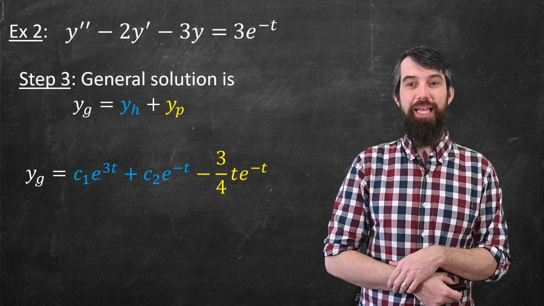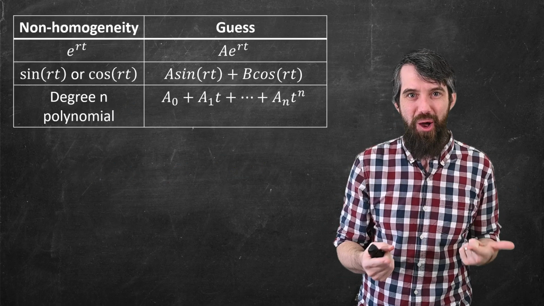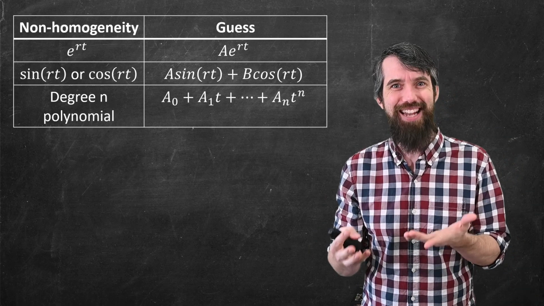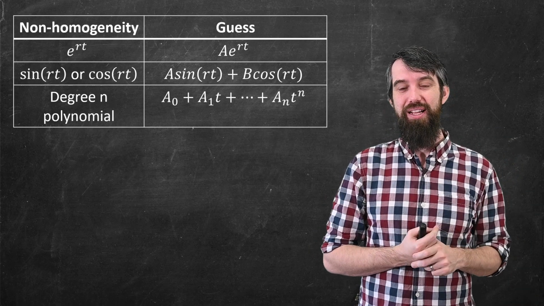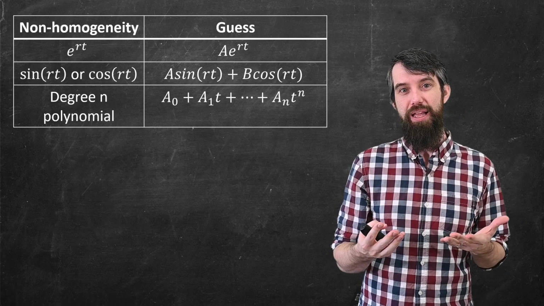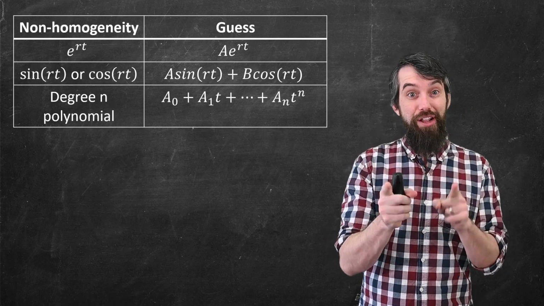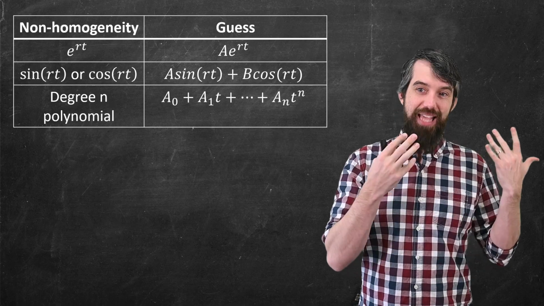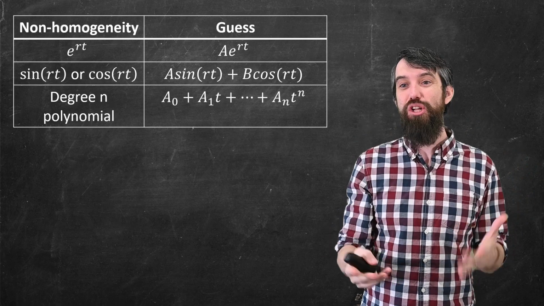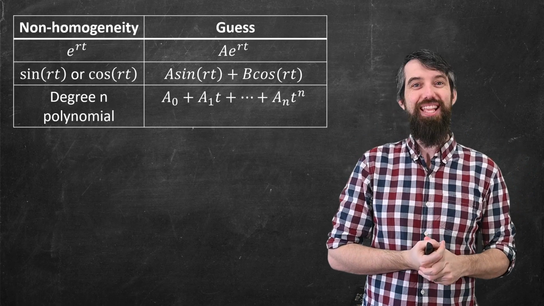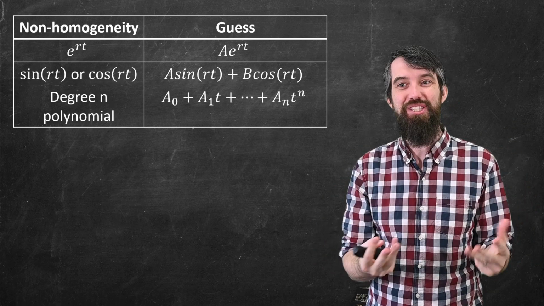So let me put up a little bit of a chart here. In the left column, I have different types of non-homogeneities, the things that could show up on the right-hand side of your equation. So for example, you have exponentials or polynomials or sine and cosine terms. And in the right column, I've told you what you should guess for your y particular. So for instance, we saw if it was exponential, guess an exponential of the same form, a e to the rt, where a is an undetermined coefficient in the method of undetermined coefficients.